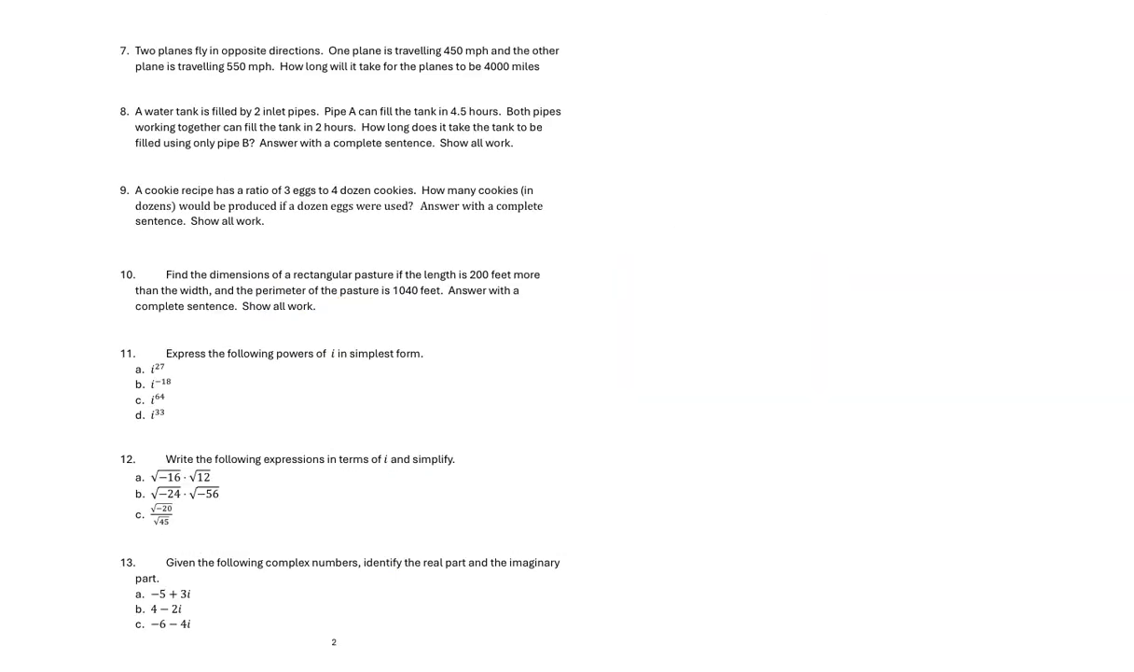Okay, so it's asking us to find how long it'll take the planes to cover 4,000 miles when one is traveling 450 miles an hour and the other traveling 550 miles an hour. So remember our equation, S equals distance over time. We solve that equation for T, because that's what we're looking for, right? We end up getting T is equal to D over S.